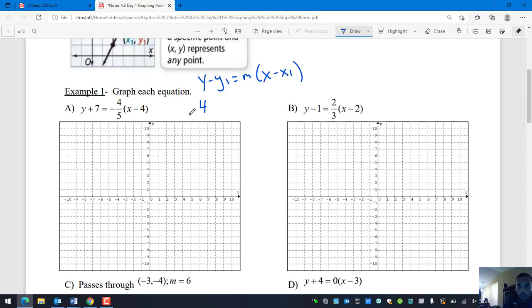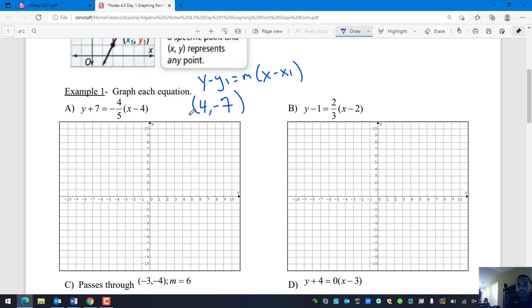Then I got to figure out, what is my y coordinate? What is in the y1 spot? On the left-hand side, I see y plus 7. So I see the opposite sign from what I'm usually expecting. Basically, whatever sign I see, it's actually the opposite for the coordinate. So on my left-hand side, I see plus 7, which means the coordinate I'm going to start at is 4 comma negative 7. This is the point that they're giving me in that equation.